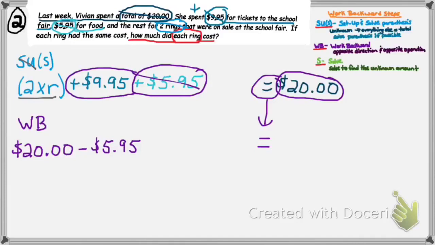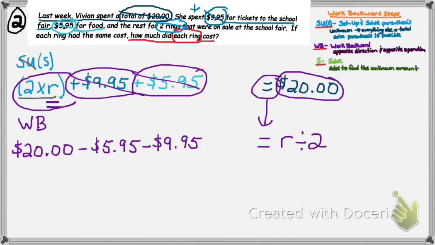Cross it out. Move on to plus $9.95. The opposite would be minus $9.95. Cross it out. Now I move to the next section, which has my variable, and as soon as I see my variable letter, I underline it twice to remind me that this goes after the equal sign. So it says 2 times R. The opposite of that would be R. Opposite of times is divided by 2. And now my work backward is set up.